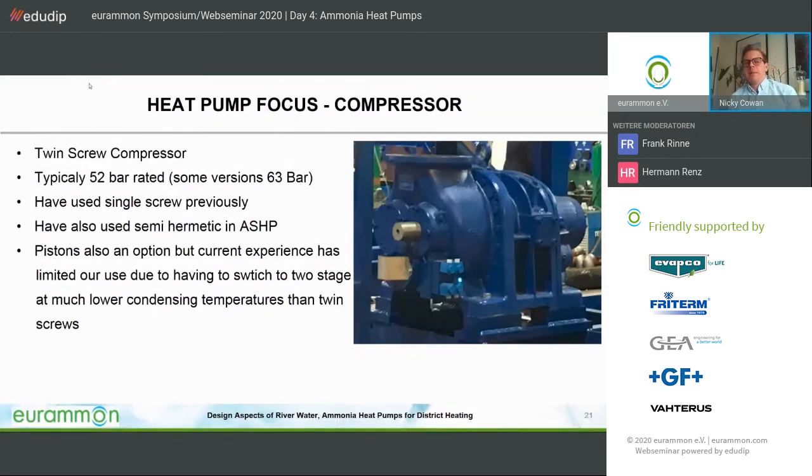We've had experience with semi-hermetic style ones for our air source heat pump. And we've not used pistons for our heat pump yet. We're hopeful that we can. It's one of the benefits of STAR: we're not tied to any kind of compressor, so we'll just find what's best for the job. But with pistons, we've kind of been limited. We're looking at higher temperature stuff, and we've seen that they need to go two-stage. I'm sure Alexander will disagree, but that's what we've seen so far.